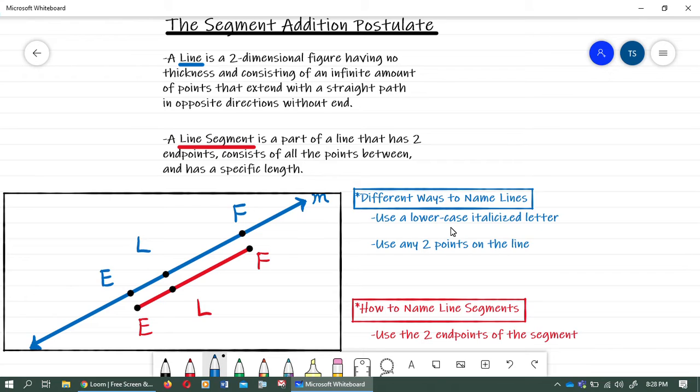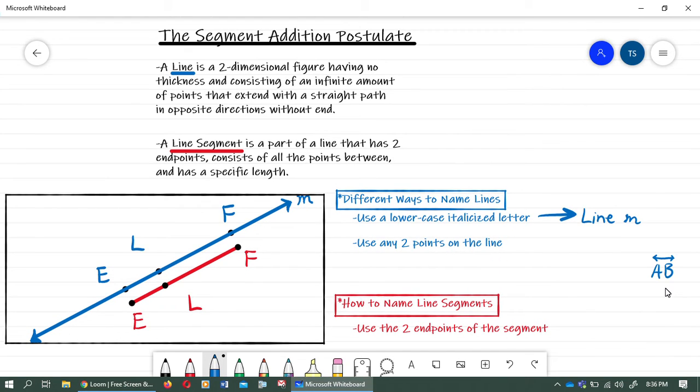Again, guys, you can use a lowercase italicized letter. And if you notice here, guys, there's only one lowercase italicized letter that you see beside the blue line. And so, guys, one way that you could do this is you can name that blue line M. So you can call it line M. That's M as in Mary. Mary had a little lamb.